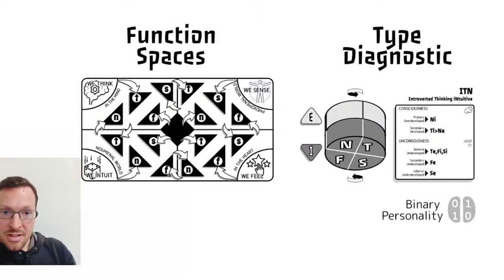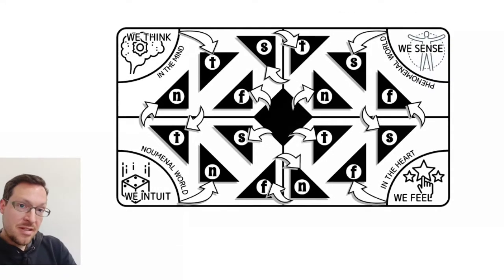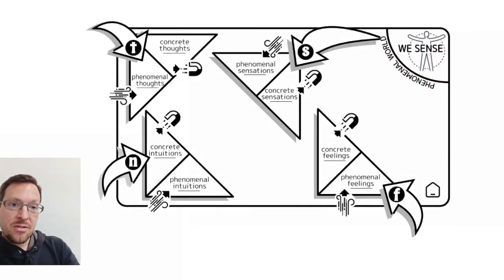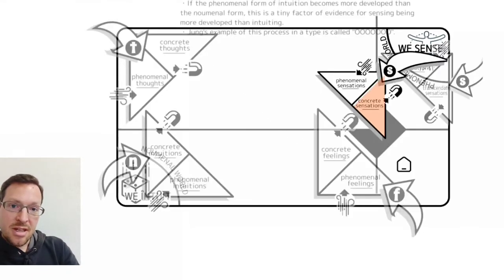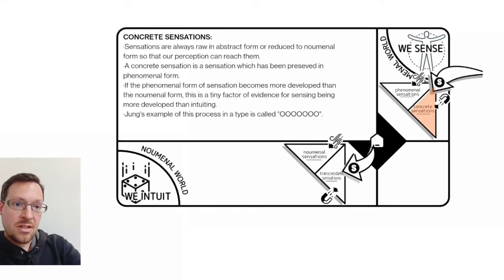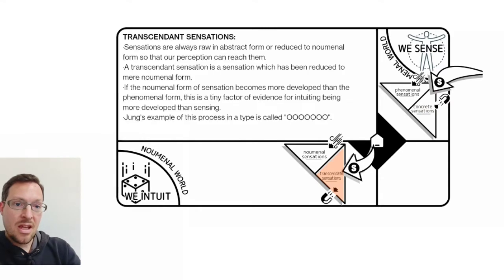I'm going to show you a little bit of what is here. There's the function spaces project and there's the type diagnostic project. If you go into function spaces, you'll see the spaces online. You can see the different spaces, and then you can compare and contrast the different materials in each space. So concrete sensations, and then you can contrast those with noumenal transcendent sensations, and you can kind of see where the test is going.